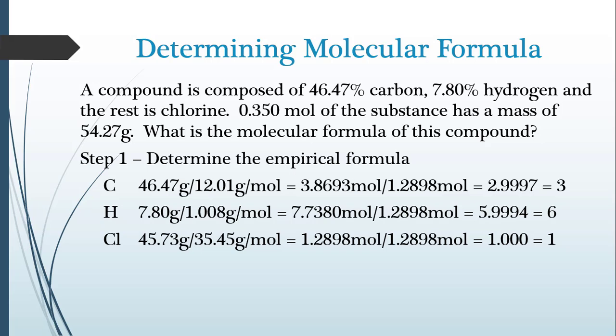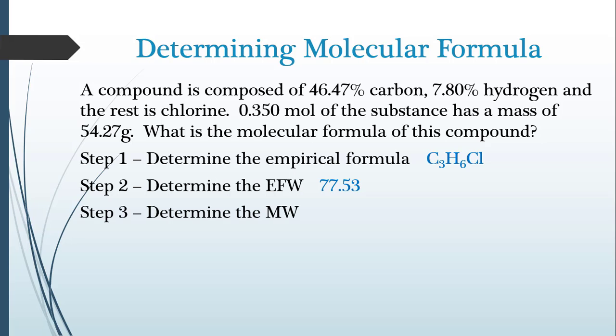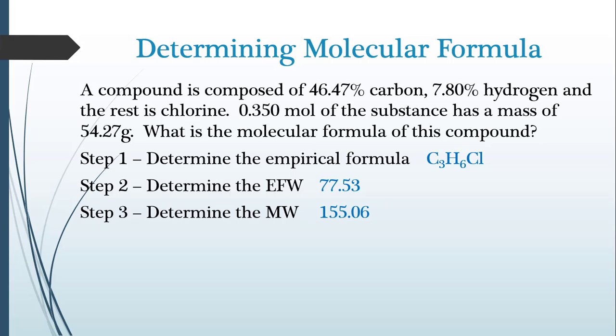We set things up, and we see that the empirical formula is C3H6Cl. Determine the empirical formula weight, the usual method, you get 77.53. Determine the molecular weight. Now you're not given it directly here, but you do know that 0.350 moles equals 54.27 grams. We know that moles times molecular weight equals grams. Rearrange to get molecular weight equals grams per mole. So 54.27 divided by 0.350 equals 155.06. So now we know the molecular weight.